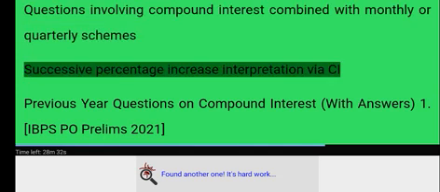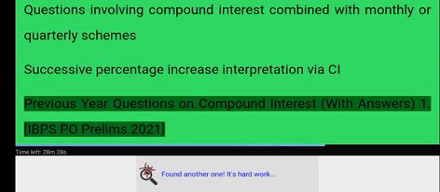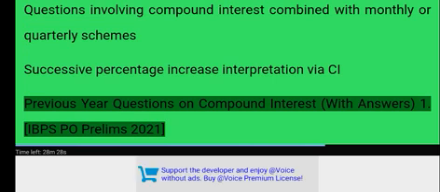Successive percentage increase interpretation via CI. Previous year questions on compound interest with answers. 1. IBPS PO Prelims 2021.